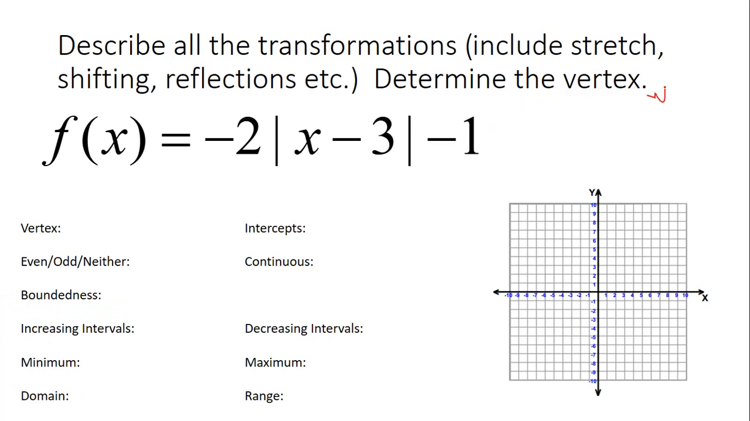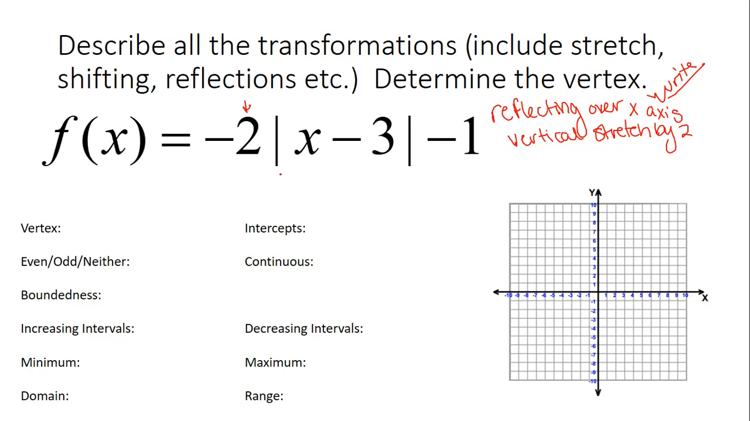We're going to need to describe all of our transformations and then basically graph it, and then do all of our key features of the graph. So first thing, from my foldable here, a negative in the front means we're reflecting over the x-axis, right? This 2 right here means we're vertically stretching. Vertical stretch by 2. Looks like we're moving right 3 and down 1.